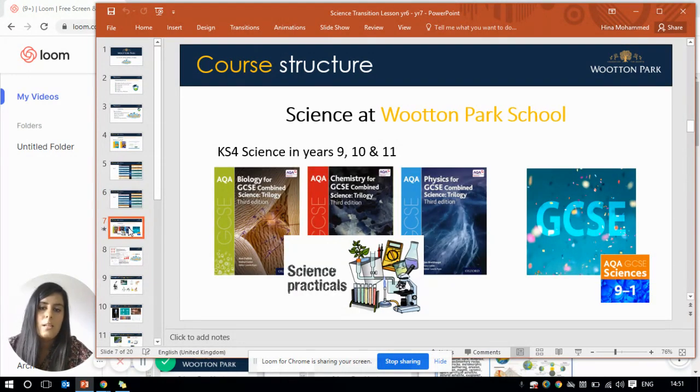And then when we get to Year 9, 10, and 11, you'll start your GCSE course. Again, these textbooks will be available to you on the Caboodle website. We also need to carry out plenty of required experiments, so they're called required practicals that are part of the course. And then by the end of Year 11, you'll obtain GCSEs in science.